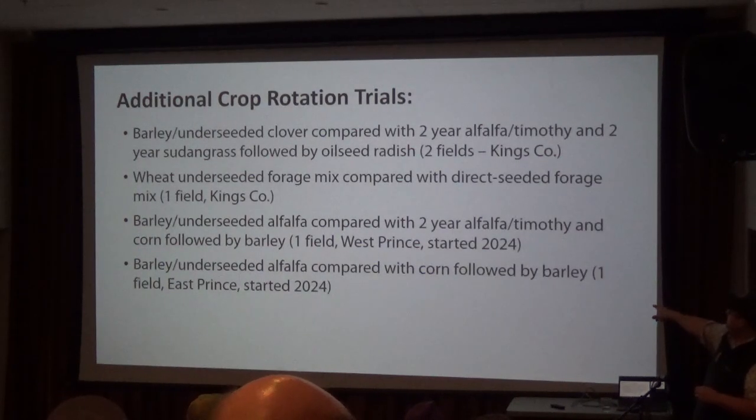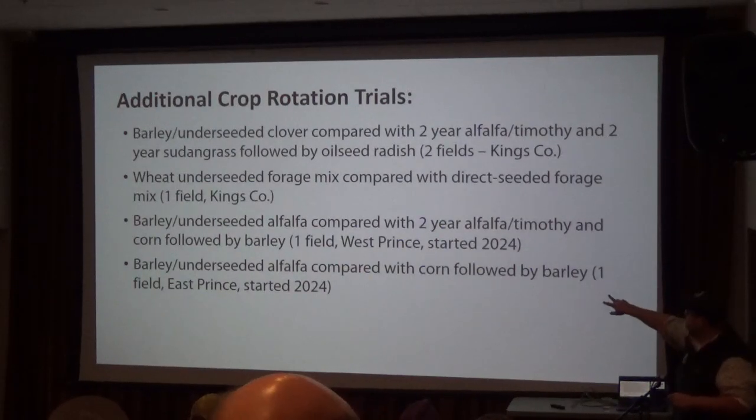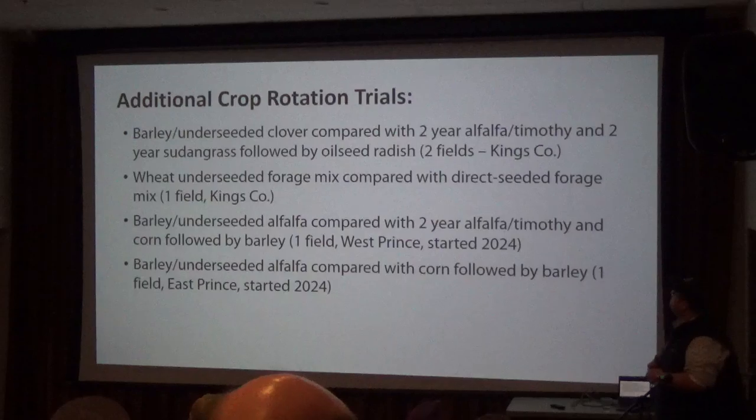And then I have another one in East Prince down by Borden. That's barley, again, barley underseeded alfalfa compared to corn and barley in rotation. These last 2 just started in 24, so they won't be potatoes till 26.